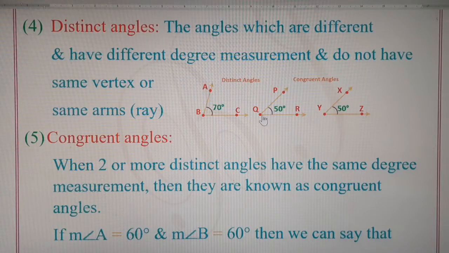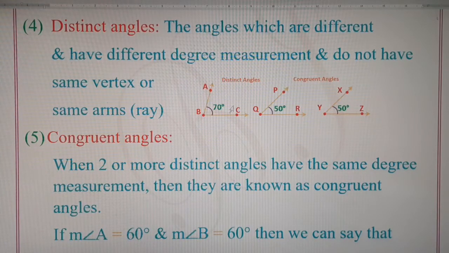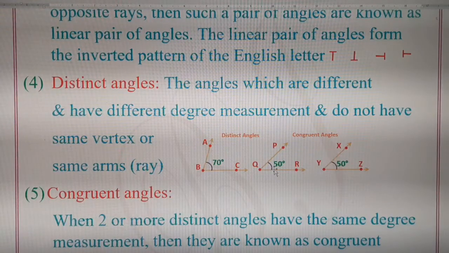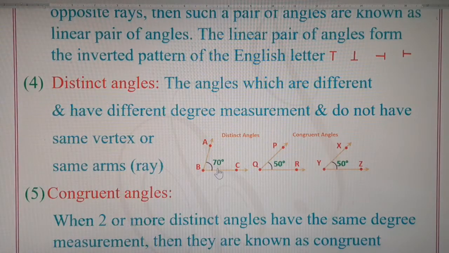Different angles are also known as distinct angles. So angle ABC and angle PQR are said to be distinct angles. Also their degree measurement is different. So angles whose degree measurements are different, their vertex are different, their arms are different, then such a pair of angles are known as distinct angles. We can say different angles are known as distinct angles.